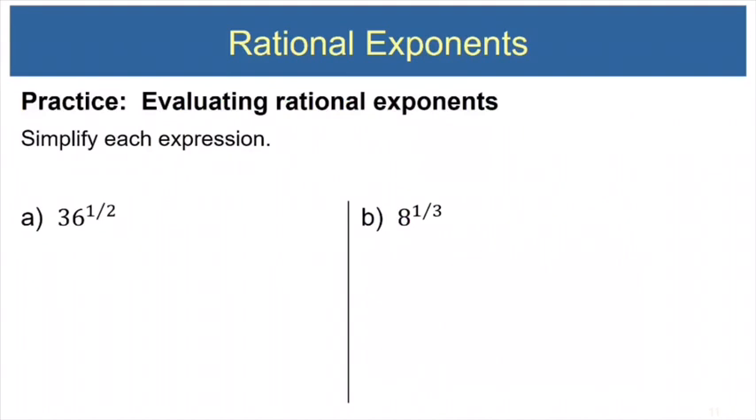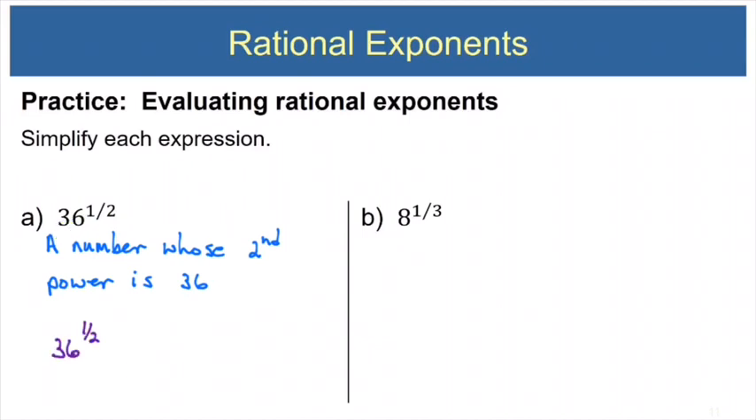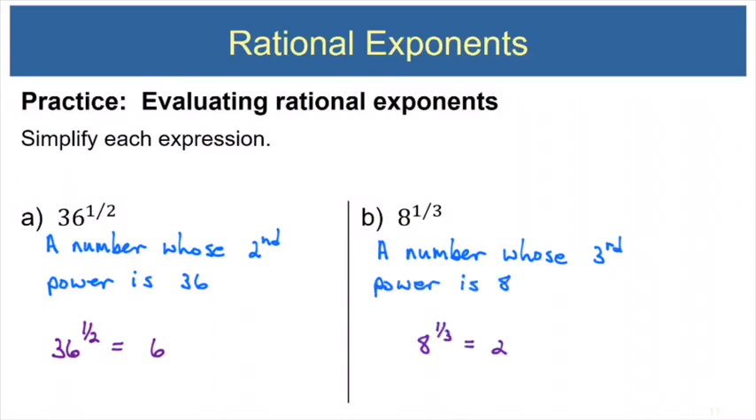So let's practice. Here we have 36 to the 1/2 power. So what this means is we're looking for the number whose second power is 36, and of course that number is 6. And on part B, we have 8 to the 1/3. So we're looking for a number whose third power is 8. And of course that number is 2, because 2 times 2 times 2 is 8.